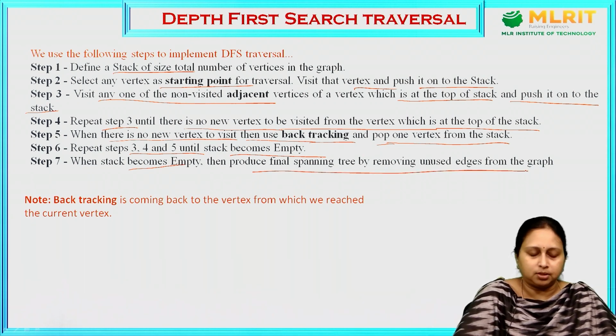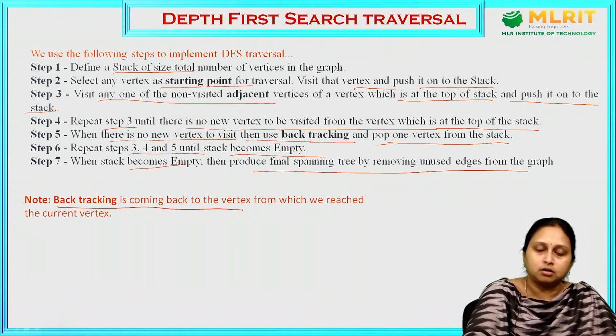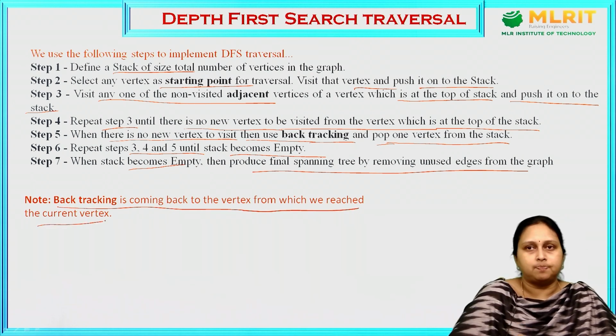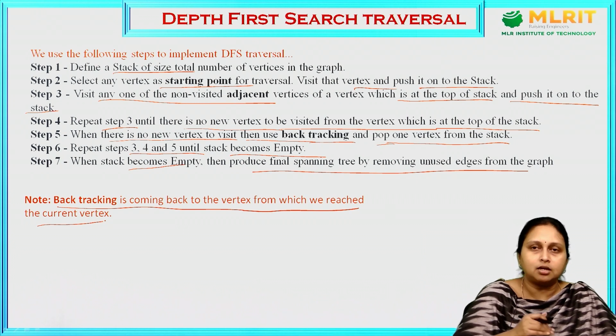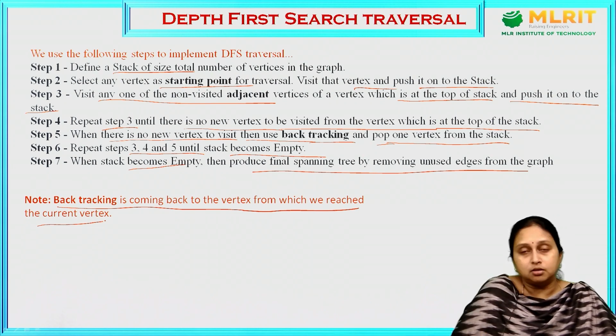The main thing here is that backtracking is coming back to the vertex from which we reached the current vertex. When you are backtracking, you reach the previous vertex, and from there we check whether we can move to other vertices which are not visited. That is the main purpose of backtracking here.